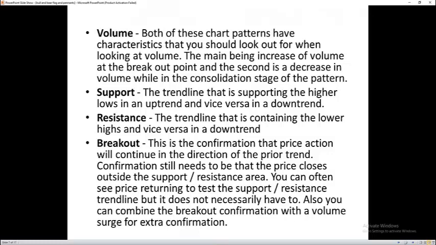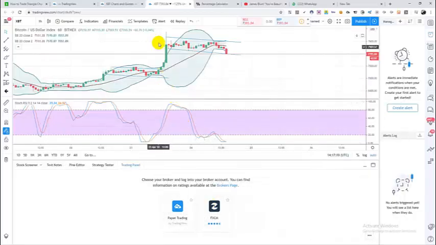Now let's look at the third thing, the support and the resistance line. The trend line that is supporting the higher low in an uptrend, and vice versa in a downtrend. Now we're talking about the uptrend. The trend line must support a higher low. Now look at the trend line I drew here.